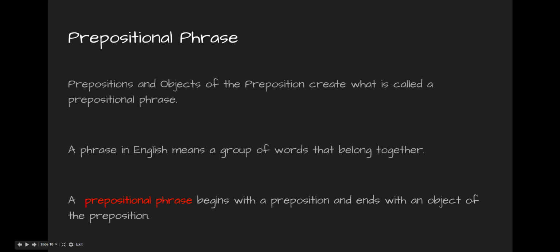Prepositional phrases. Prepositions and objects of the preposition create what is called a prepositional phrase. A phrase in English means a group of words that belong together. A prepositional phrase begins with a preposition and ends with an object of the preposition. Mrs. Zehr calls prepositional phrases pops because you always have to start with a preposition and end with an object of the preposition.